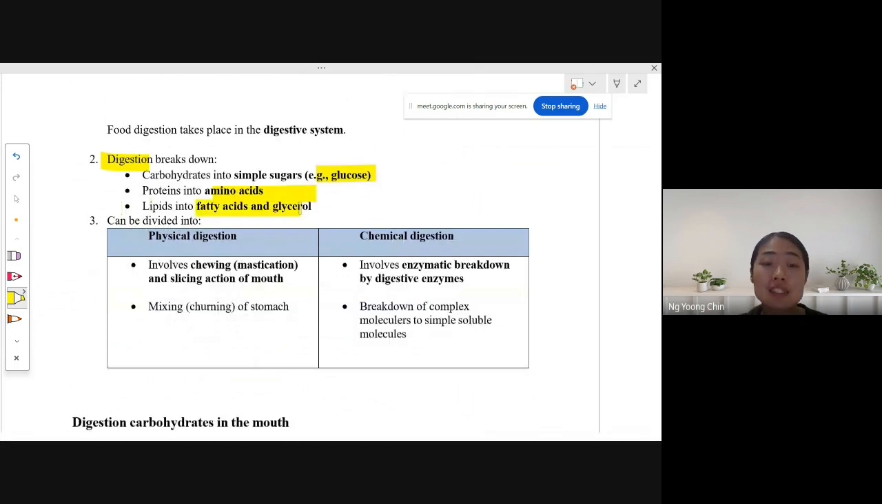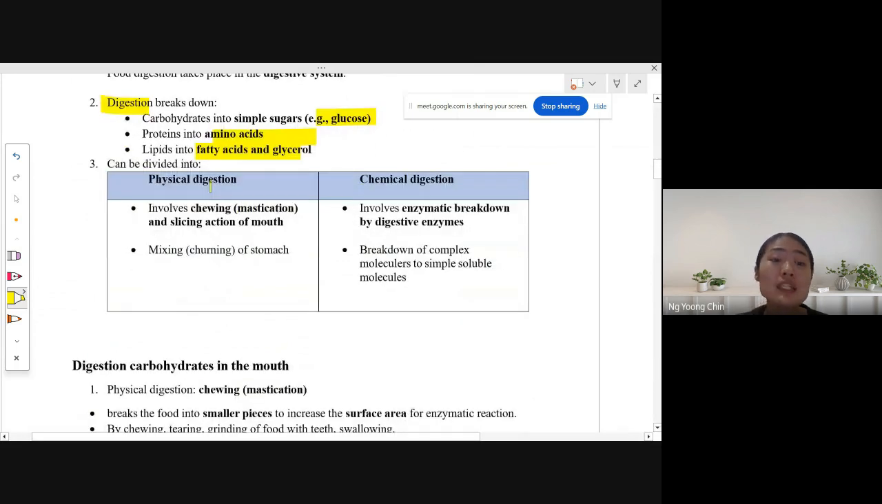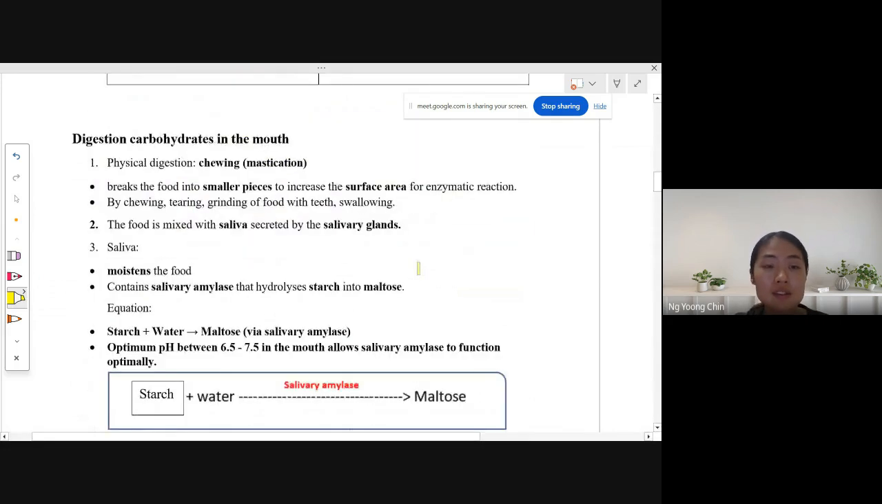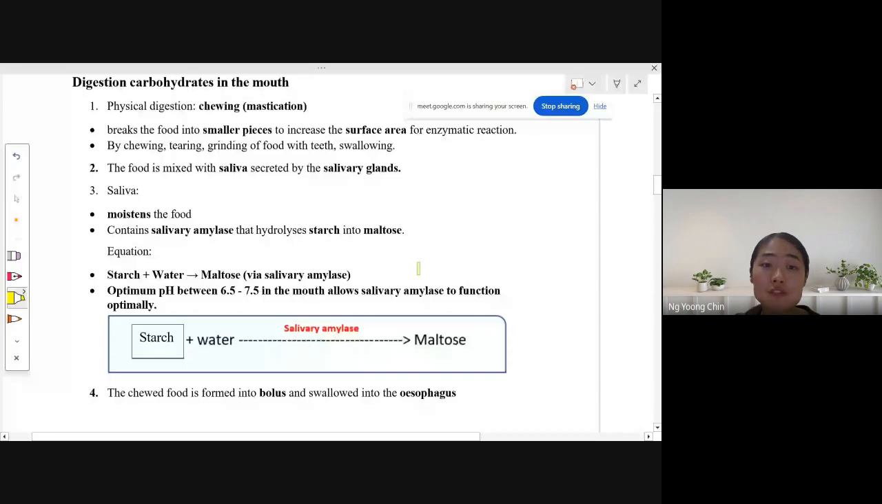So digestion is divided into two types. One is physical, one is chemical. See, chewing and the churning of the stomach. And now let's talk about the digestion of carbohydrates in the mouth.